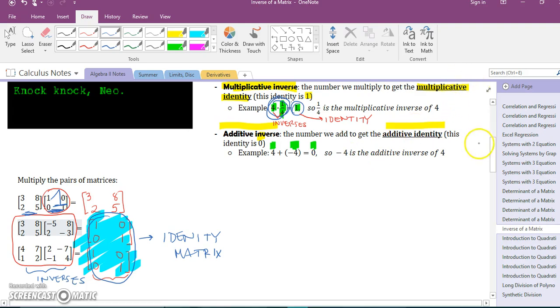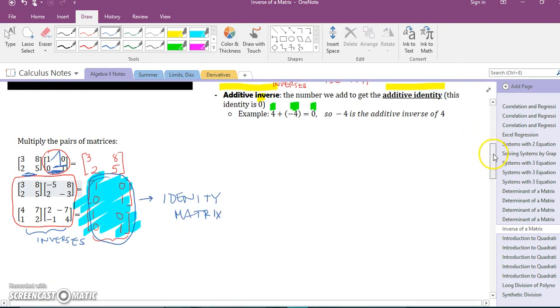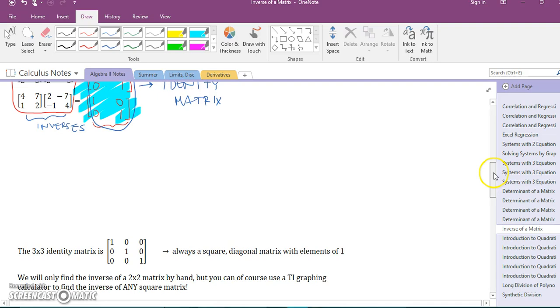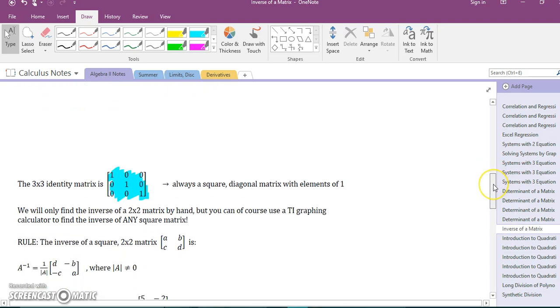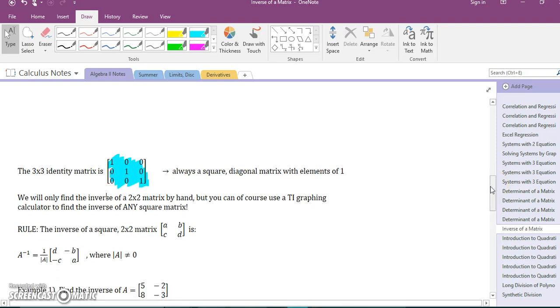Now you have not just 2 by 2 identity matrices, you can also have the 3 by 3 identity matrix, which is still just a diagonal matrix with elements of just 1, and it's obviously going to be square. Now, if we can only have a square identity matrix, that means you can only find the inverse of a matrix if you have a square matrix. So that is key here. You can only find inverses for a square matrix, like a 2 by 2, for example.